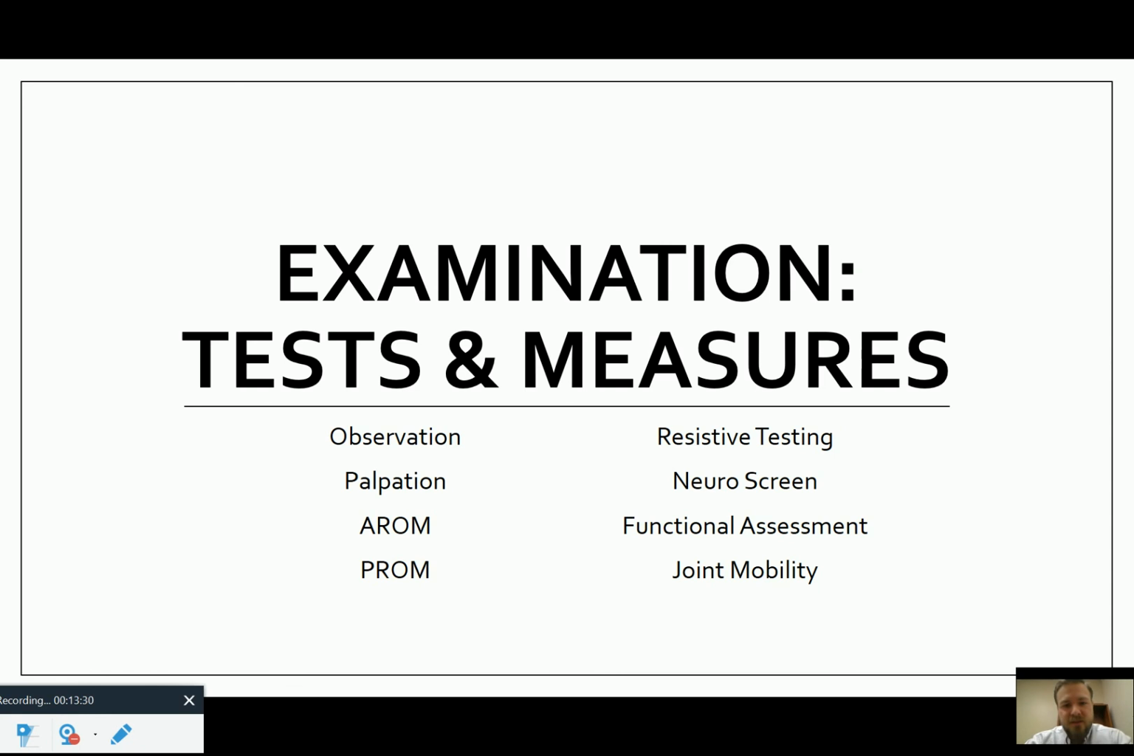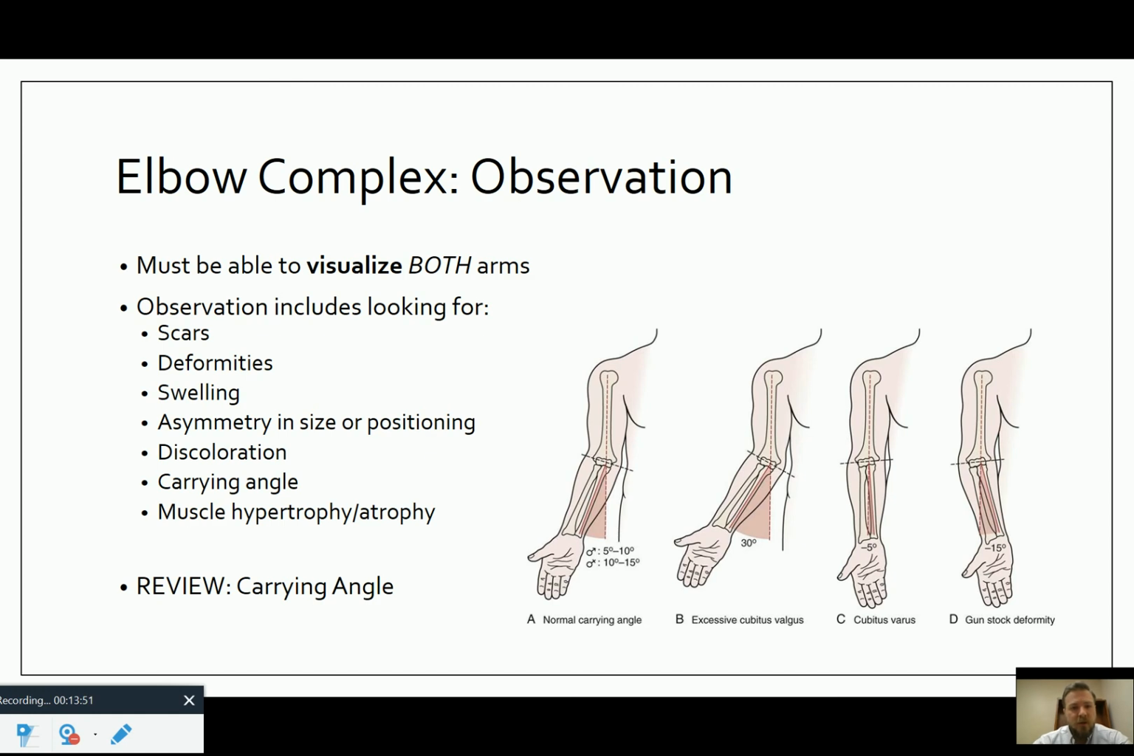If we look at examination, this is where we're going to look at our objective section of our exam. This is our tests and measures. What we're going to go over is going to include your observation, your palpation, your active and passive range of motion, resistive testing, your neuroscreen, a functional assessment, and then, of course, joint mobility. So for the elbow complex, we're going to look at observation first, and this can be done at the moment you set your eyes onto a patient.